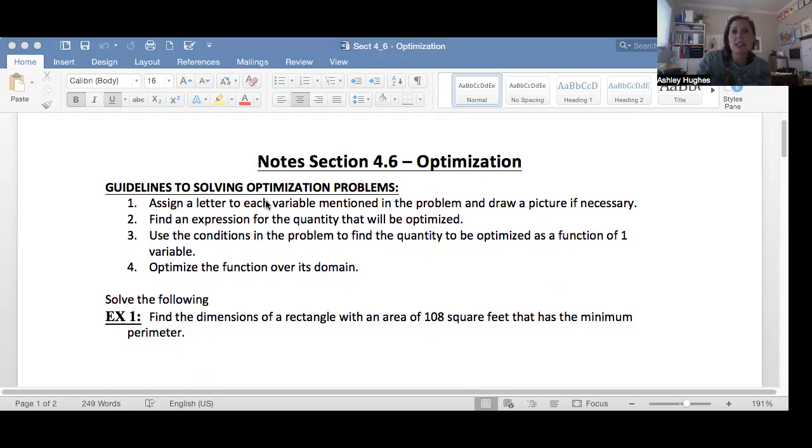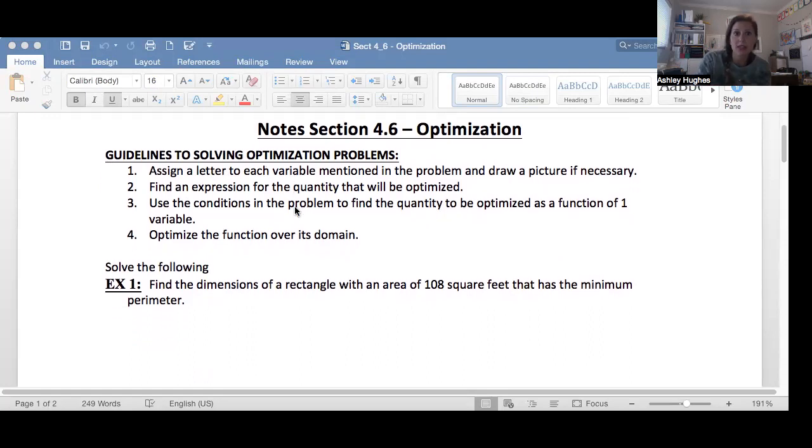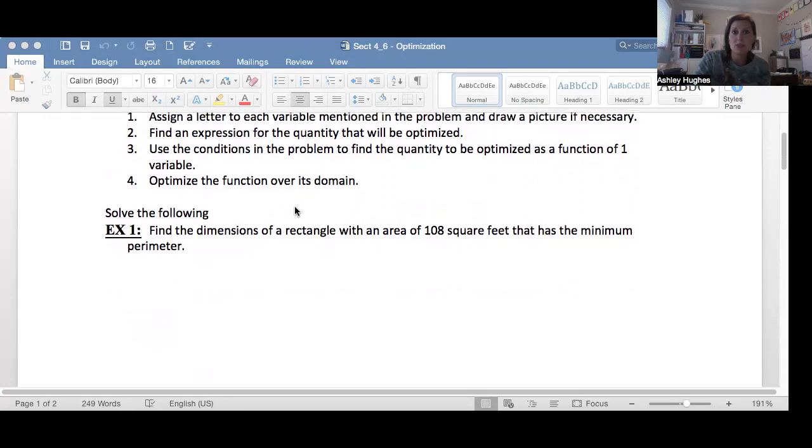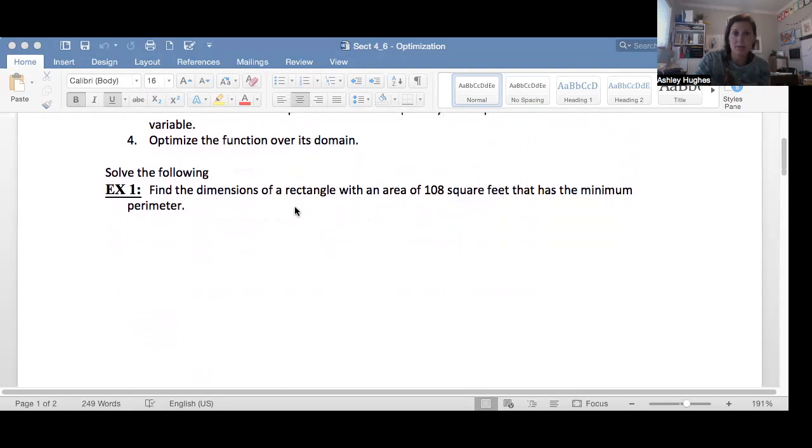So the idea here is we're going to assign a letter to each variable mentioned in the problem. Then we're going to find an expression for the quantity that's going to be optimized. And then you're going to possibly substitute into that equation. And then you're going to take the derivative to find the optimization. So I'm going to explain this with an example to make more sense.